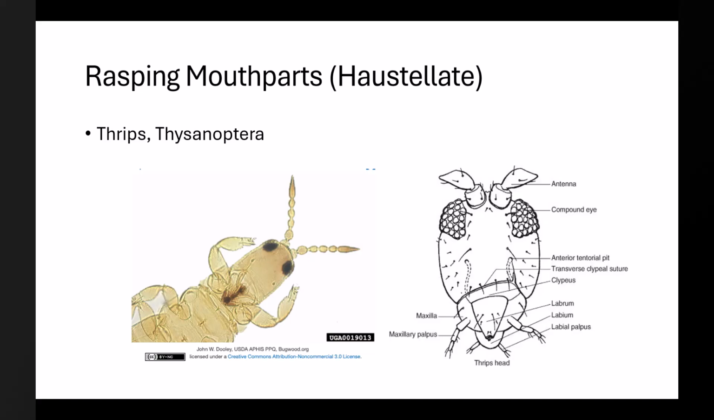And then thrips in the order Thysanoptera have a very unique mouthpart. They have an asymmetrical mouthpart, and they are rasping mouthparts. So they rasp, scratch, or kind of chew at leaf tissue, pollen, other things. Even when they're predatory, they'll use these rasping mouthparts to kill their prey and then drink up the juices that may exude from the damage that they've done.